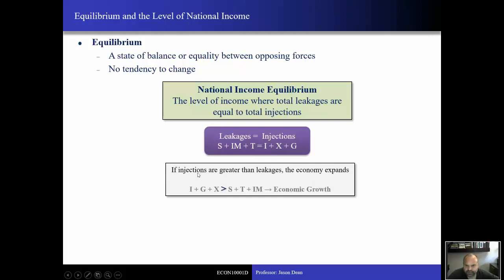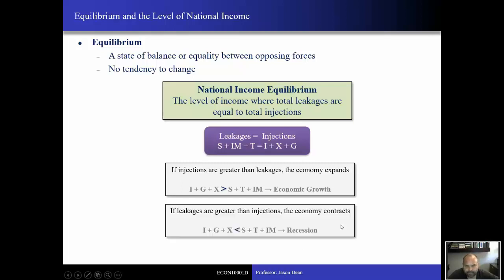If the injections are greater than leakages, we can think of the pressure of the water in the circular flow as increasing, and so the economy would expand. And then as it gets bigger, it would actually slow down, because as income increases, so does the amount of savings, imports, and taxes. So it's going to increase and then slow down and settle at a new higher level.